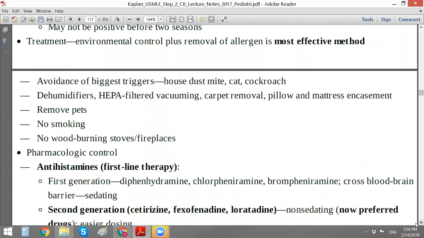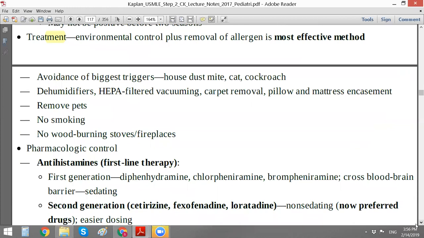Treatment is environmental control plus removal of the allergen, the most effective method. Like remove the allergen, whatever is causing the allergy, just remove it. HEPA filter, vacuuming, dehumidifiers, carpet removal, pillow and mattress encasement, remove pets, no smoking, no wood burning stoves, avoidance of the biggest triggers like house dust mite, cat, cockroaches, those things.